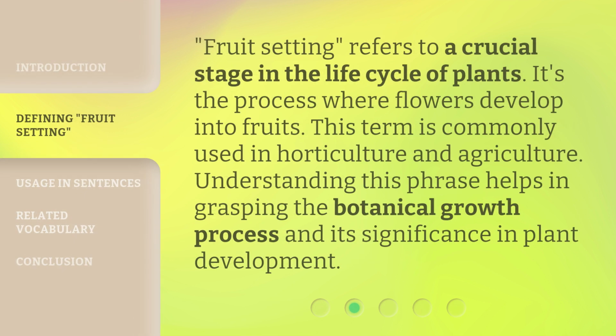Fruit setting refers to a crucial stage in the life cycle of plants. It's the process where flowers develop into fruits. This term is commonly used in horticulture and agriculture. Understanding this phrase helps in grasping the botanical growth process and its significance in plant development.